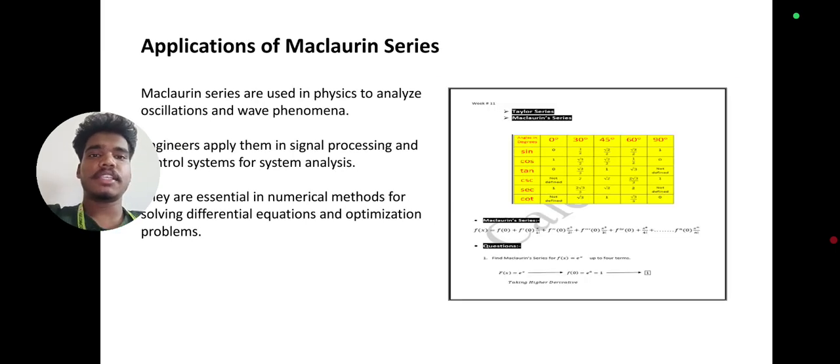Applications of Maclaurin series. Maclaurin series are used in physics to analyze oscillations and wave phenomena. Engineers apply them in signal processing and control systems for system analysis. They are essential in numerical methods for solving differential equations and optimization problems.